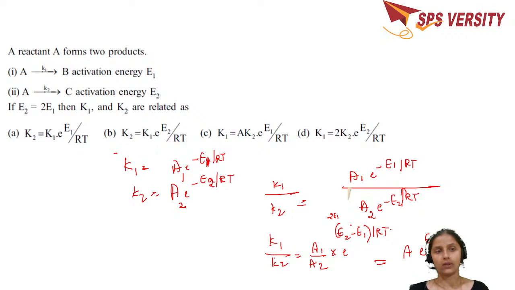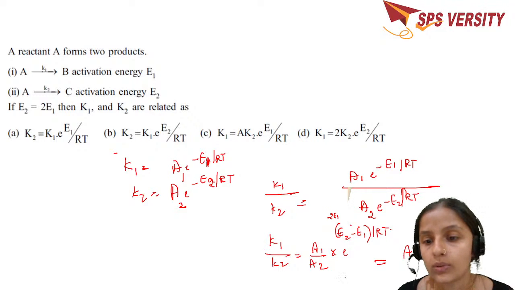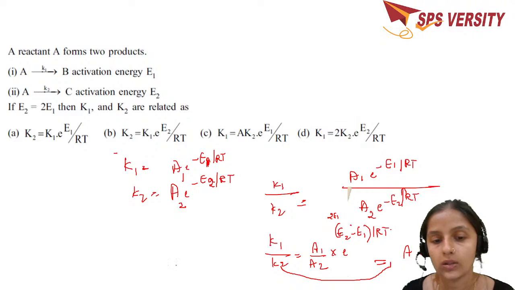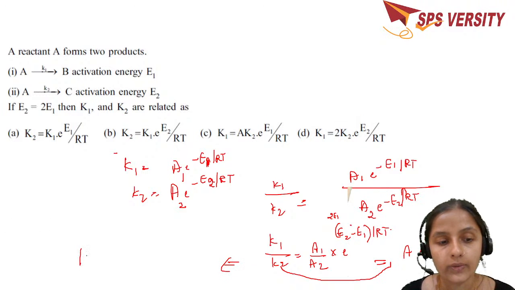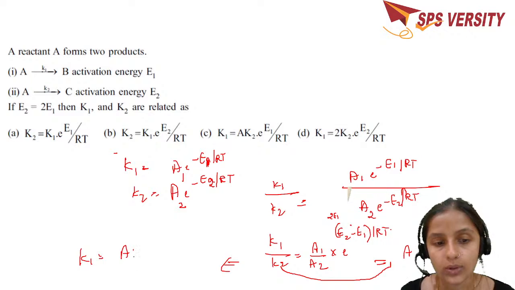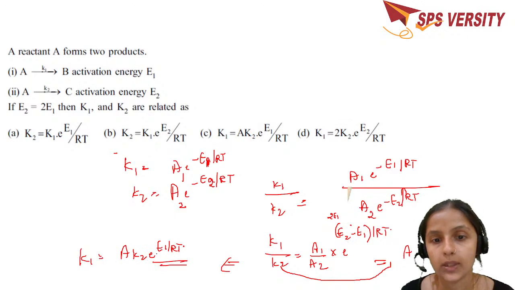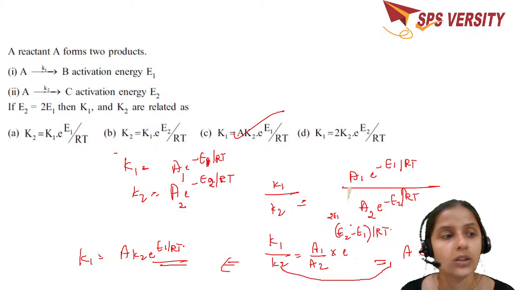So it will be K1 is equal to A into K2, this one. So you get A into K2 e to the power E1 by RT. So that will be the right answer. That's option C.